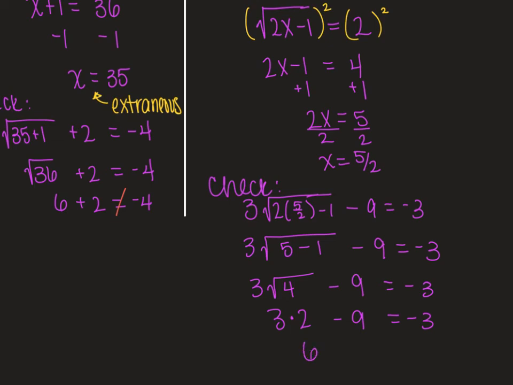It's telling us that this is 6 minus 9 equals negative 3. And negative 3 equals negative 3. This is good for us. This means that 5 over 2 is our solution.